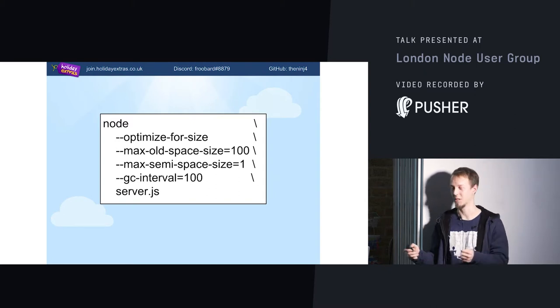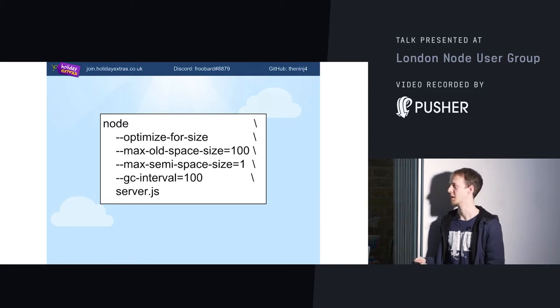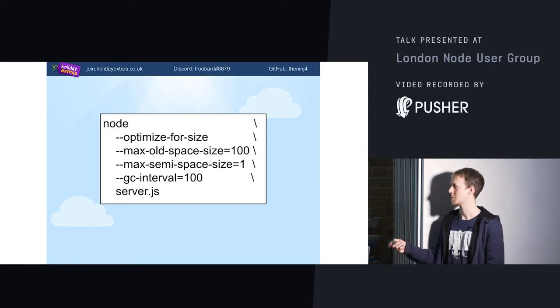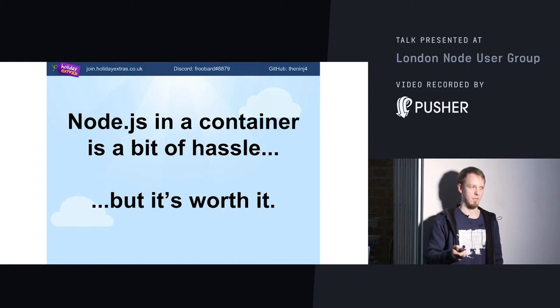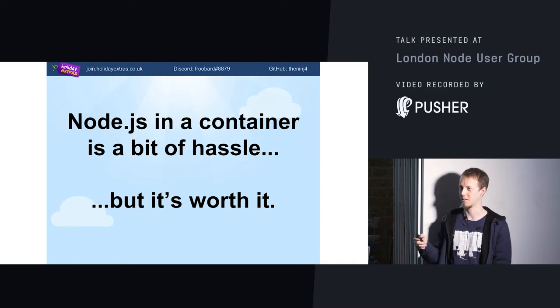Your mileage may vary with these flags, but if you use a really small Heroku instance, for example, you're going to need something like this. Anything where you're trying to squeeze as many containers as possible into one host, it's worth looking at. So those are two of the problems that we found with getting Node into containers. There are a few others. It is a bit of a hassle, but it's definitely worth it.